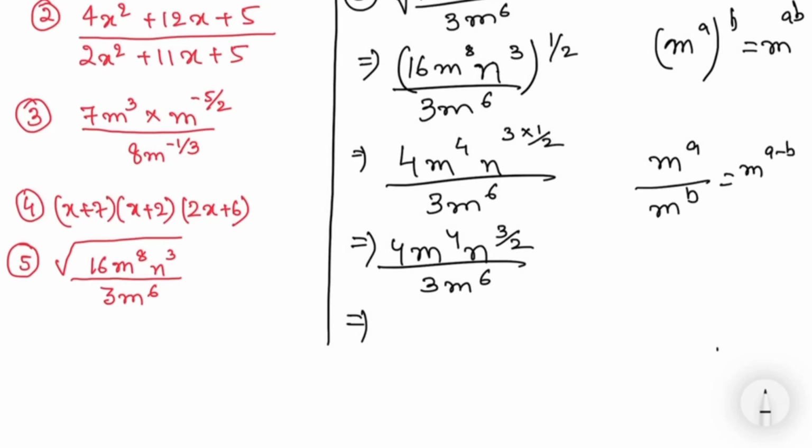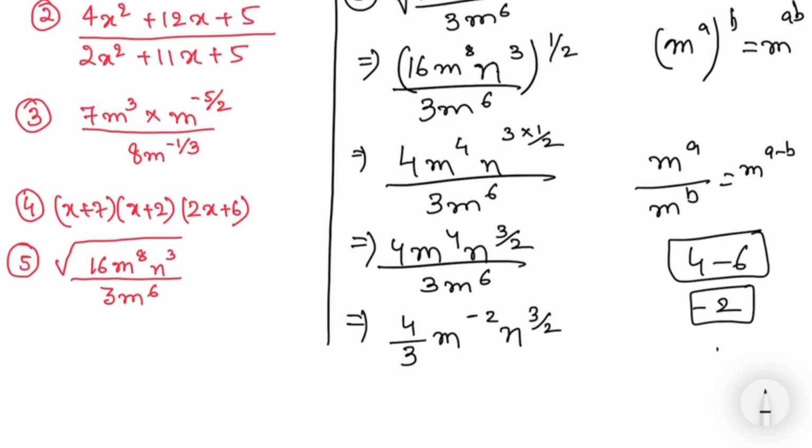So 4 over 3, m to the power minus 2, n to the power 3 over 2. Why minus 2? Because we did 4 minus 6. So 4 minus 6 will be how much? Minus 2. So I wrote m to the power minus 2, because this is with m and this is with m, so we subtracted. And n is alone, so n to the power 3 over 2, and that is our final answer. Okay, so I hope it's clear to everyone.